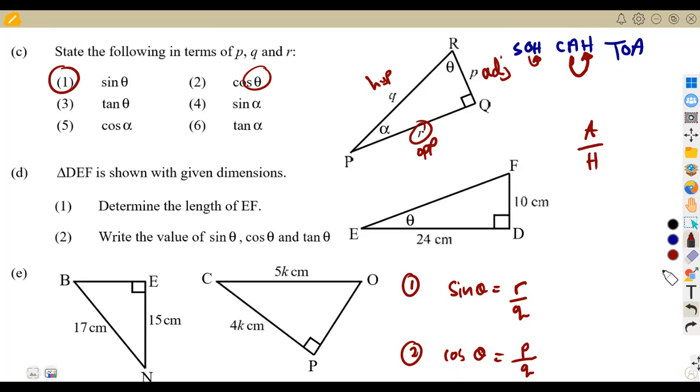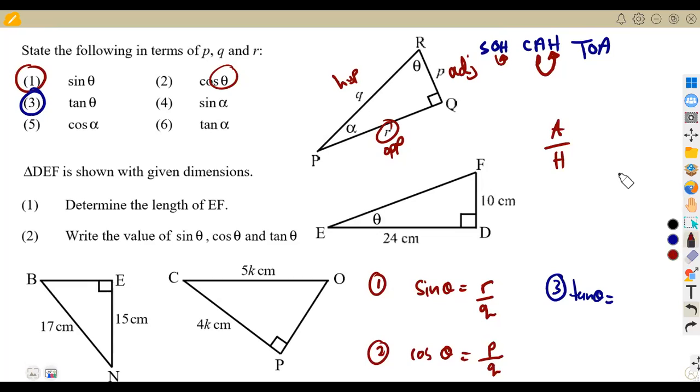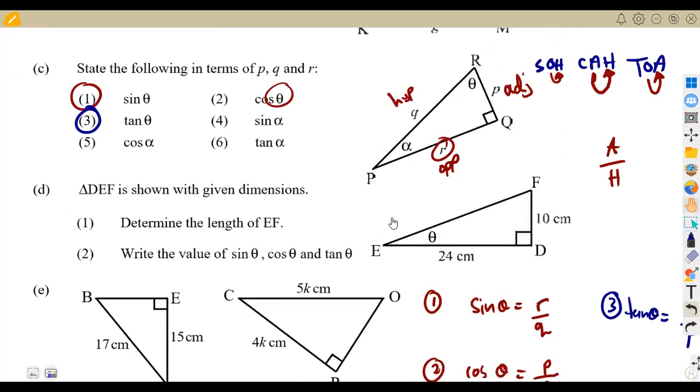That is the same thing that we are going to have on the tan of theta in this question. So the tan of theta, from our ratio, is taken as the opposite over the adjacent. The opposite in this case, according to theta, is r, over the adjacent. Our adjacent is the side which is p.